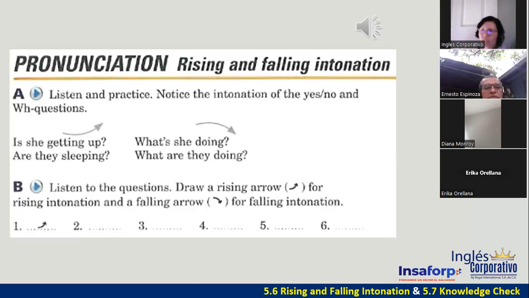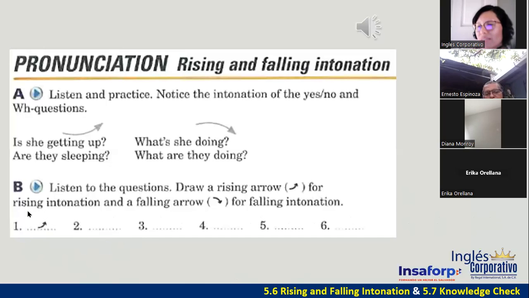Para que nosotros podamos ir mejorando esa área, que es bien importante, el área de la pronunciation, ¿verdad? Así que aquí tenemos unos ejemplos. Vamos a hacer un ejercicio. Vamos a escuchar 6 oraciones y ustedes me van a decir si es rising, o sea, si va hacia arriba, o si es falling, si va hacia abajo. Con una flechita lo vamos a marcar.